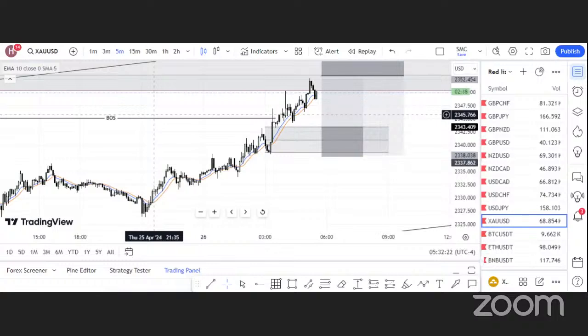So let's wait for the candle. At the end of the candle, if the candle closes below the moving average, we are going to open a sell position. So guys, get your account ready. You can stay on the XAUSD chart. So immediately we have a confirmation, we open sell position.